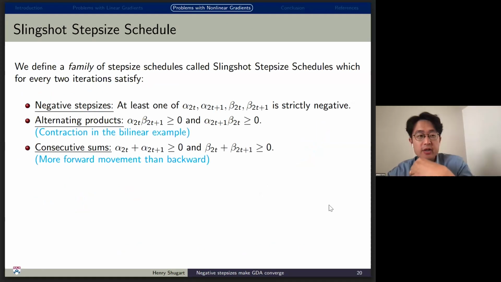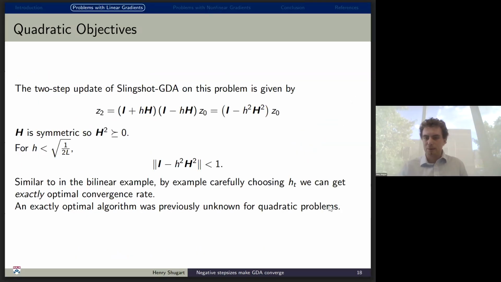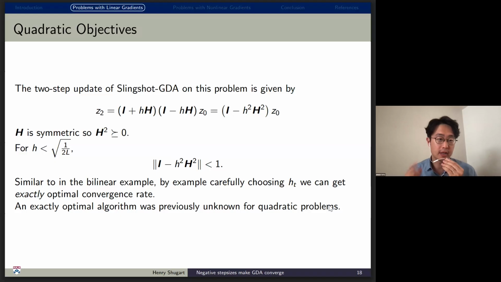Sorry, Henry, I have a question. Yes. Could you go back one slide? Yes. So here, you're constructing your method so that each 2 steps becomes I minus order h squared. And as you're saying, the first order terms cancel out. That's sort of central to your analysis intuition. Absolutely.